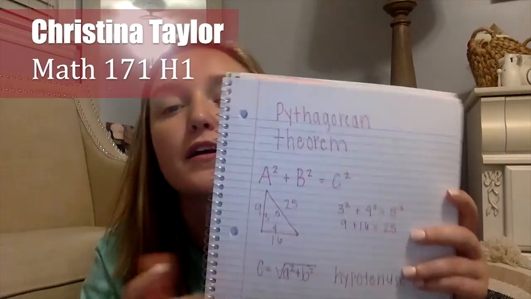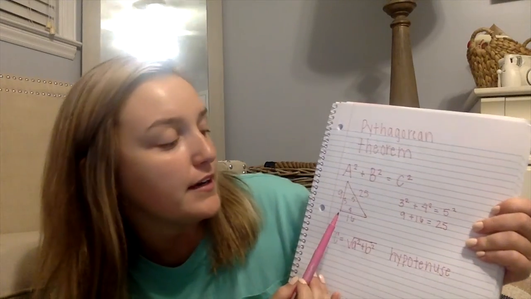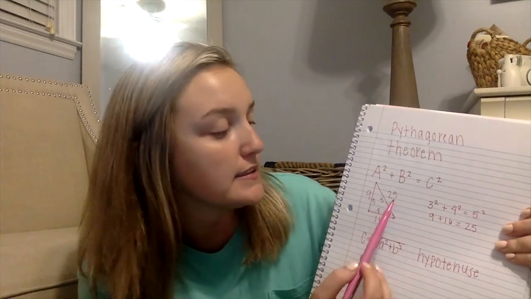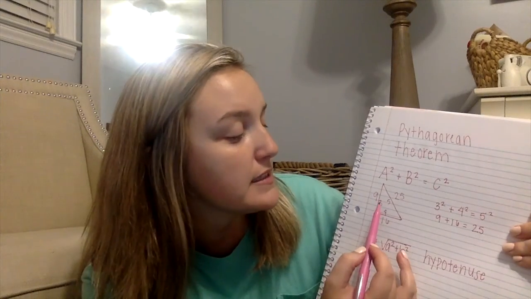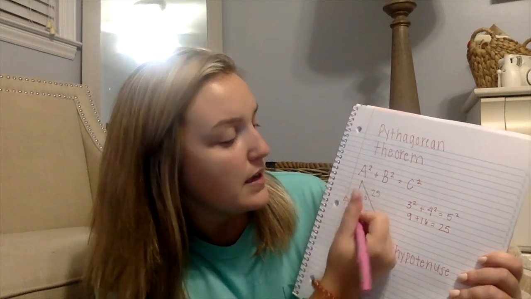So today we're going to learn about the Pythagorean theorem, which is a squared plus b squared equals c squared. Whenever you have a right triangle, we have one right here, and the sides are 9, 16, and 25. But on the inside, we have 3, 4, and 5. So we're going to take 3, 4, and 5, and this is going to be side A, and this is going to be side B, and side C is your longest side.